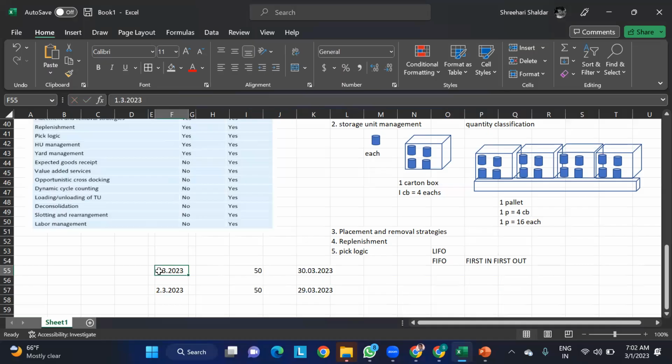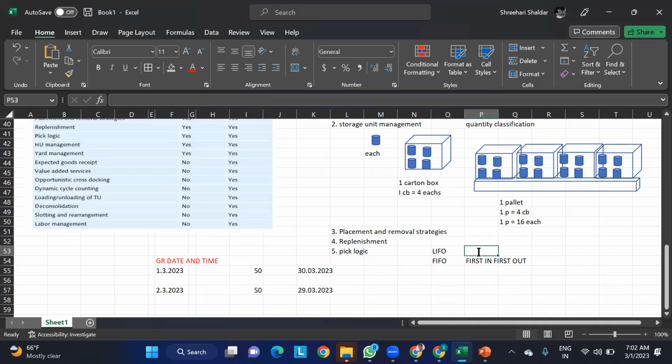Whatever the GR date and time is, this is really important in the warehouse to manage the putaway and the picking, basically for the picking. So this GR date and time will be used for the PIC logics. That is FIFO, the first in, first out.